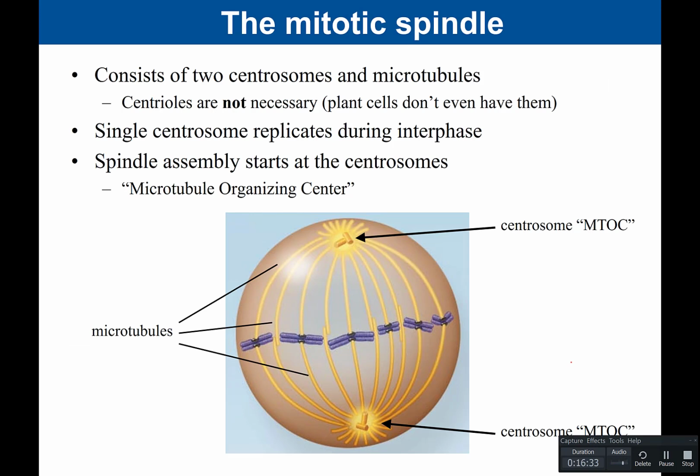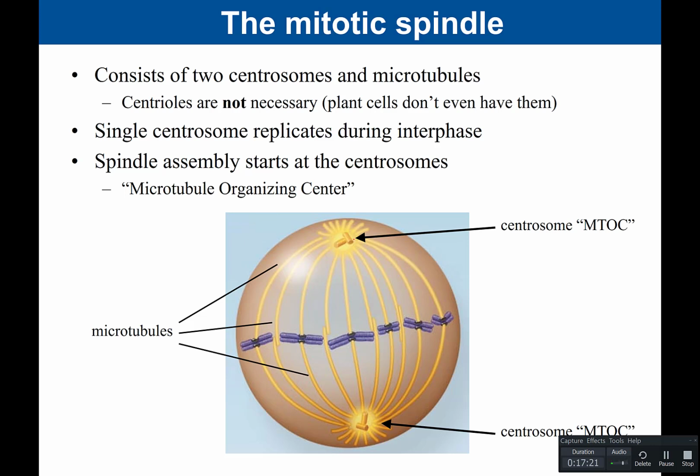So the mitotic spindle consists of 2 centrosomes and microtubules. They are these little T-shaped structures, and these centrosomes in animal cells are made of centrioles. They are structures made of microtubules. But centrioles are not necessary. Plant cells don't have them, yet they still can form a mitotic spindle. The centrosome's job is to act as what we call the microtubule organizing center. Its job is to organize those microtubules.